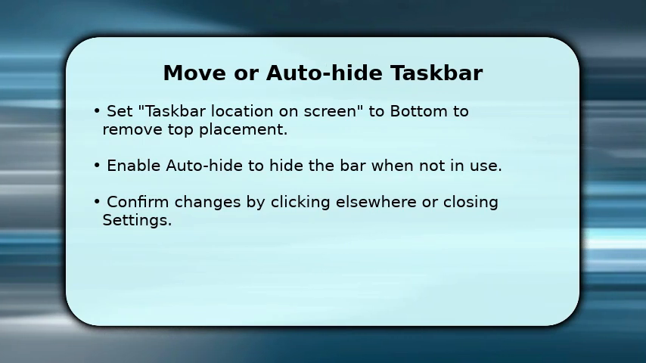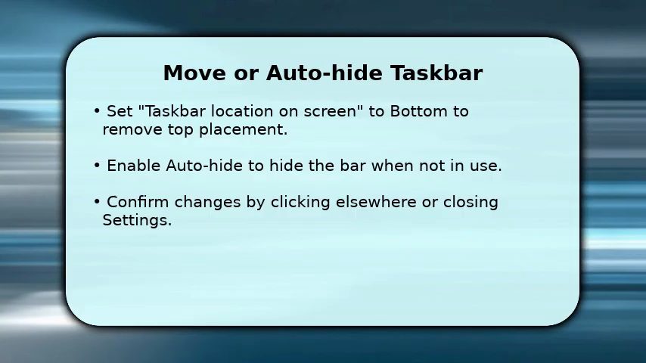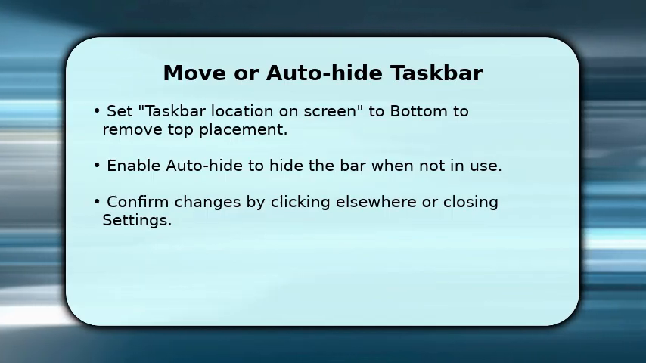In Taskbar Settings, find the option labeled Taskbar Location on screen and set it to bottom to remove the top placement, or enable Auto Hide to clear the top edge while keeping the taskbar accessible. Dragging also works on some systems. Click and hold an empty area, then drag to the desired edge.